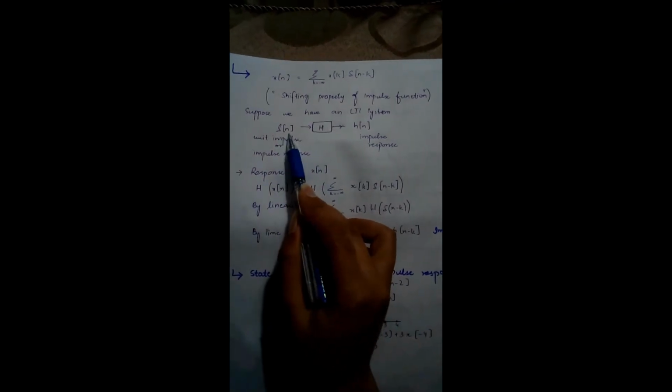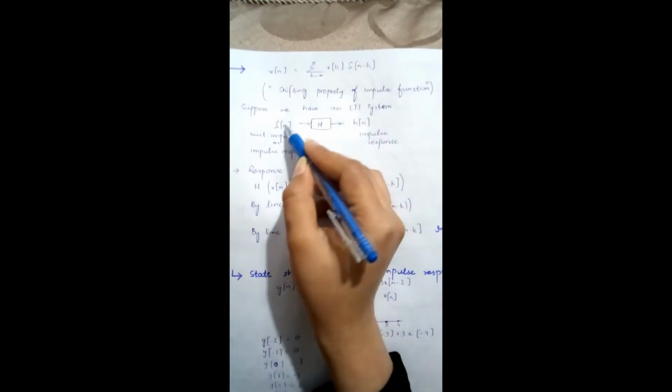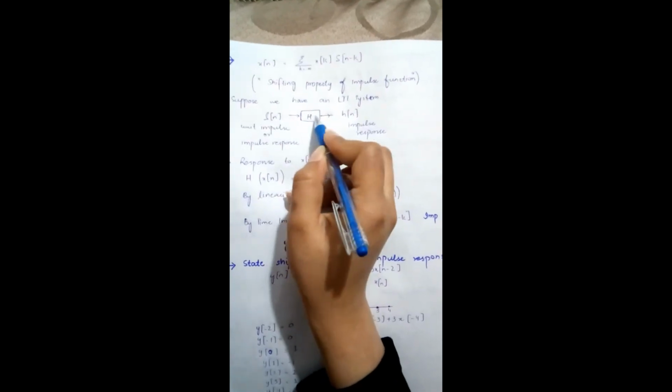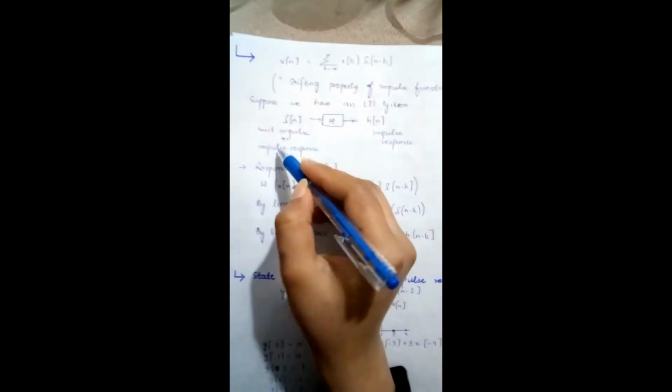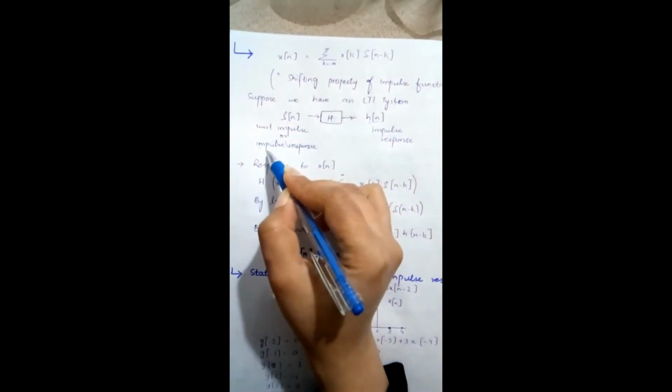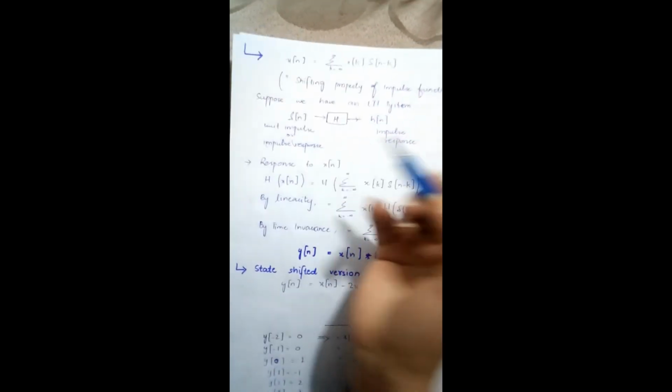Now the shifting property of the impulse function. So x of n is equals to summation of x of k into del of n minus k. This is called basically shifting property of the impulse function. Suppose we have an LTI system. This is the del n, and if we consider this as an input variable and pass this input to the system, it will create an output. So this is the unit impulse or delta function, not impulse response. This is the delta function, and at the output it will create the impulse response.